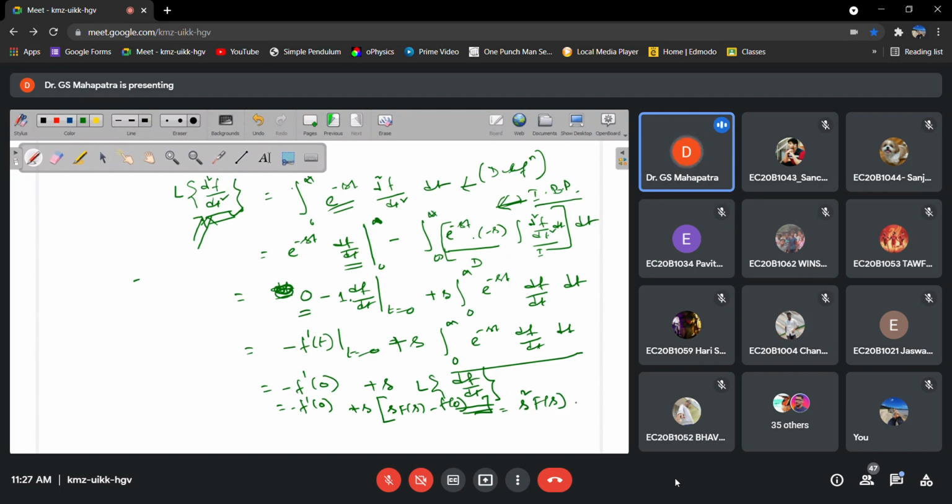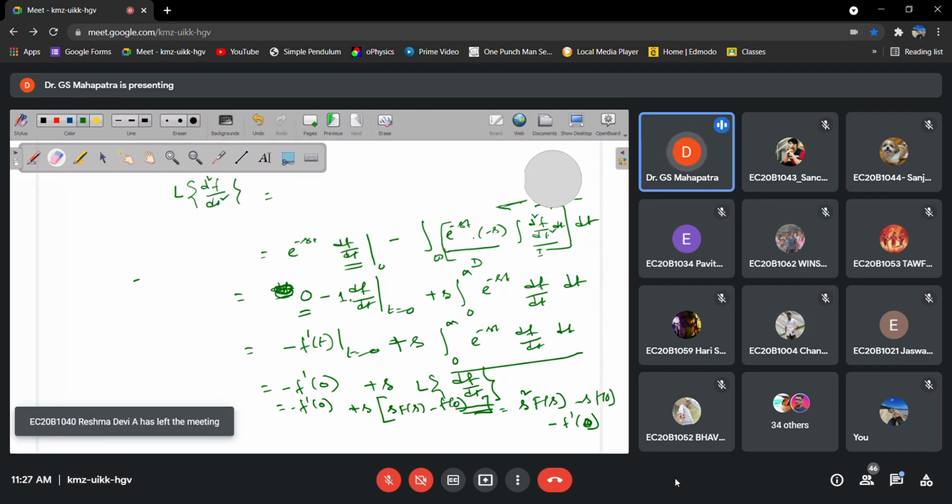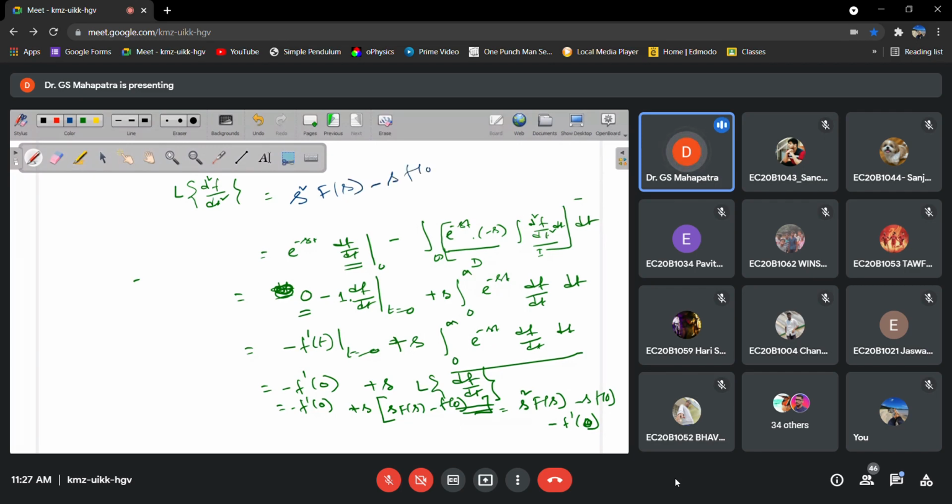s minus s into f of 0, and then minus f dash 0. This one I will write here again, the final form. So what will be the final form of this Laplace transform from the definition? This one is just s square into capital F of s minus s into f of 0 minus f dash 0. Correct.